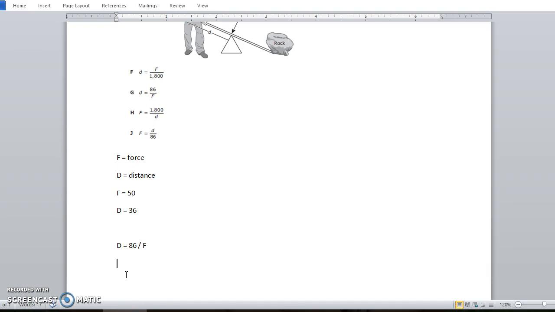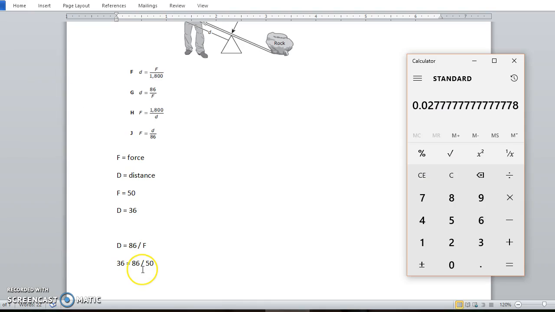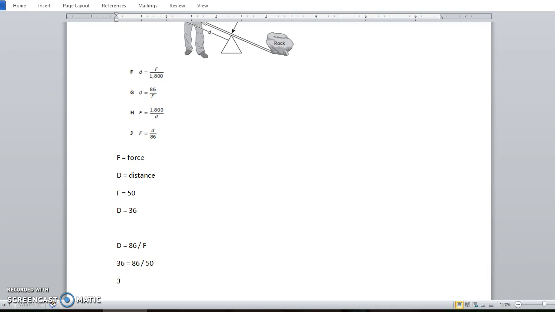Alright, so let's try G then. G says D equals 86 divided by F. We're going to see if our clues fit in. Same thing, take your clues, 36, plug it in for D. F is 50, plug it in for F. So we have 36 equals 86 divided by 50. So let's do 86 divided by 50. We have 1.72. So 36 equals 1.72. Not true. So because that's not true, that's not the right answer.